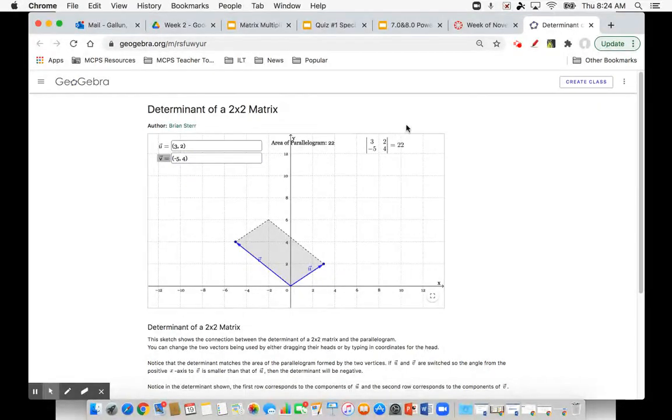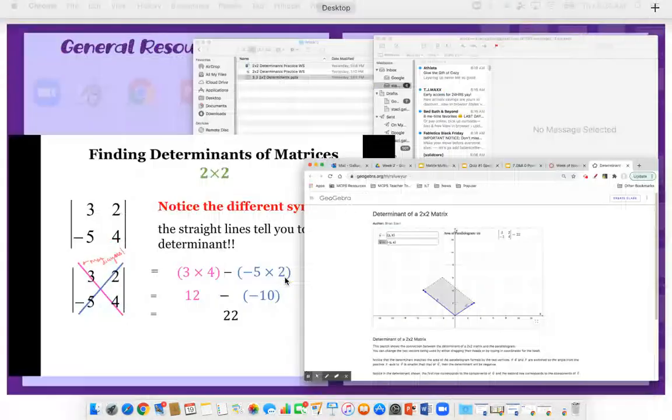Right, so there's what that looks like. And the area of this parallelogram is 22. And this is what it looks like. So you can see the 3, 2, -5, 4, and from that, creating that parallelogram, that quadrilateral, the area of that quadrilateral is the determinant.